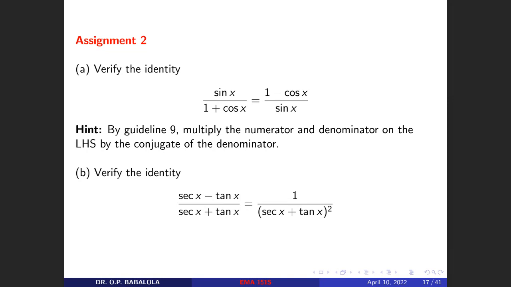Okay, so I want you to verify the identity in A, and I would want you to verify the identity in B. I've given you a hint for A, which is you just use guide 9, and then you see what to do about it. If you don't want to follow that guide, you can use your method as long as your method is right. Okay, I wouldn't have any problem with that.